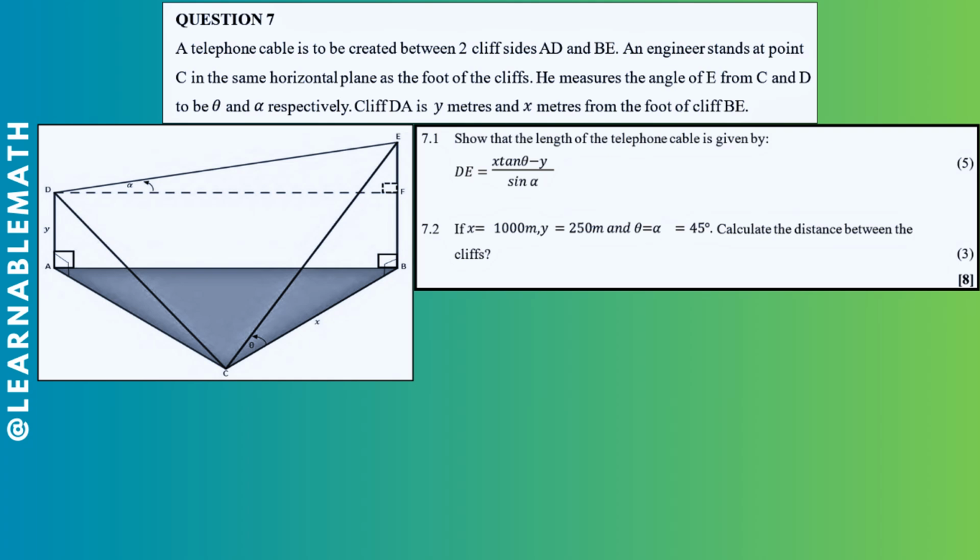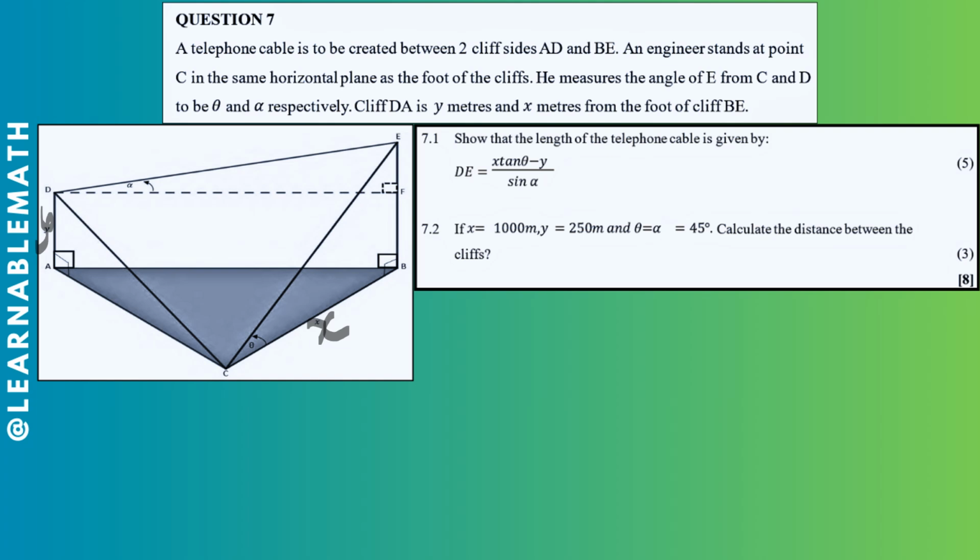Okay, so this is question 7. It says a telephone cable is to be created between two cliff sides, AD and BE. An engineer stands at a point C in the same horizontal plane as the foot of the cliffs. He measured the angle of E from C and D to be theta and alpha respectively. Cliff DA is Y meters and X meters from the foot of the cliff BE. And we can see this X meters there. Let me just highlight this so that you can see this is X meters, this is Y, and you have your theta and alpha there.